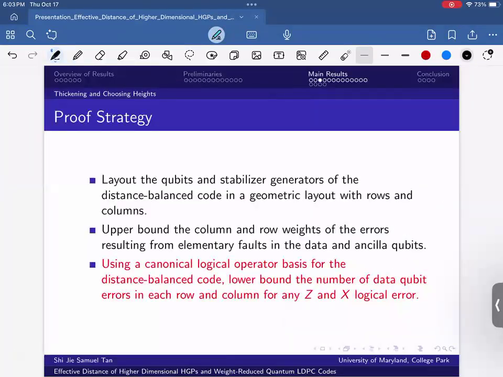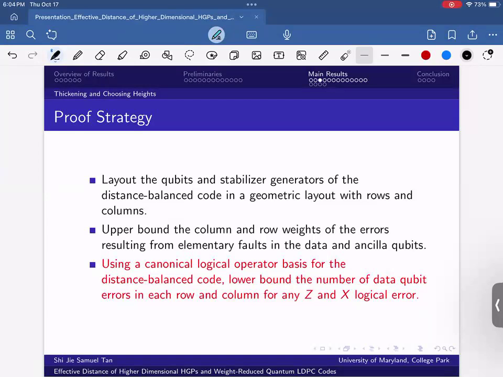So I'm gonna briefly give you a high level intuition of how the proof goes, before we go into the weeds of the details. The idea is that a distance balanced code has a very nice geometric layout with rows and columns. We show that each new generator that emerges from distance balancing only acts on either some individual row or some individual column. So if you have any hook errors that come out from those generator measurements, they only impact a row or a column of qubits.